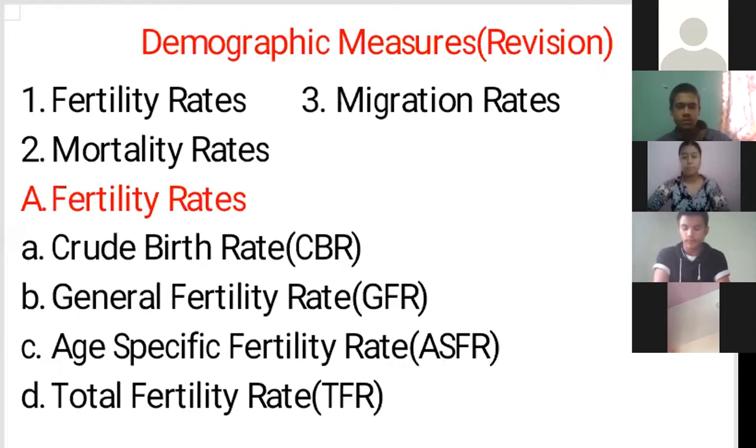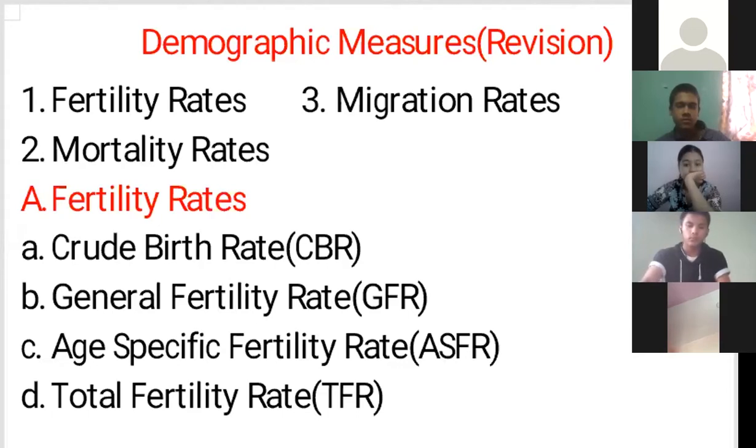Just as I told you, today is only a revision class. In the previous class we also discussed three demographic components: birth, death, and migration. Birth increases the population, death decreases the population, and migration increases as well as decreases the size of the population. These are the three demographic components or factors that change the size of population. After that come the demographic measurements.